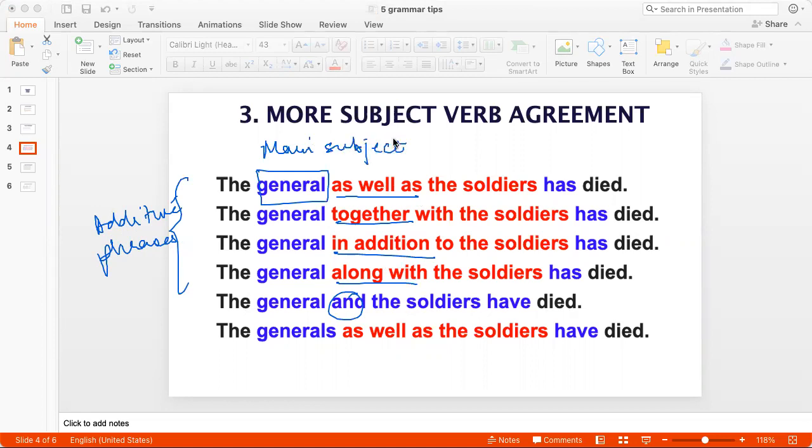So let's say I say the general as well as the soldiers has died, right? As well as the soldiers is an additive phrase, so it will not change the singular nature of general. The general as well as the soldiers has died. I will use a singular verb.